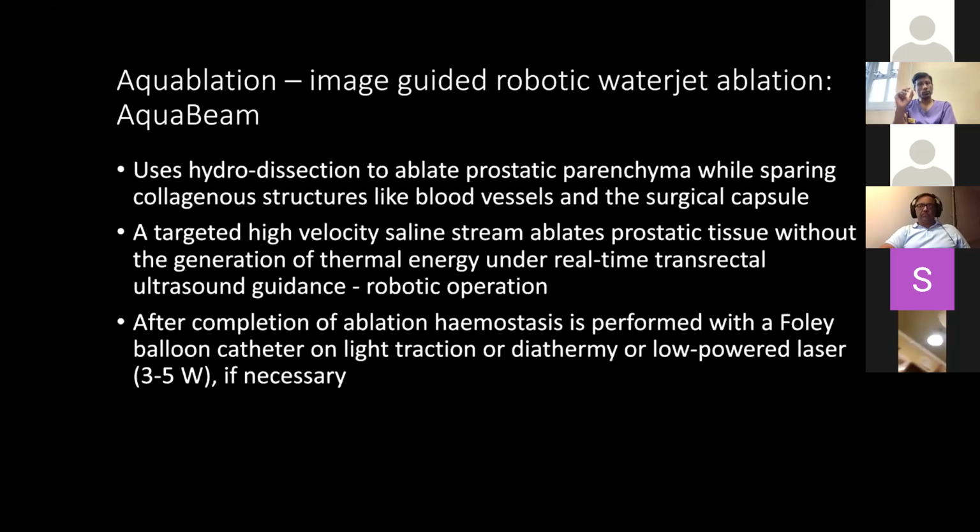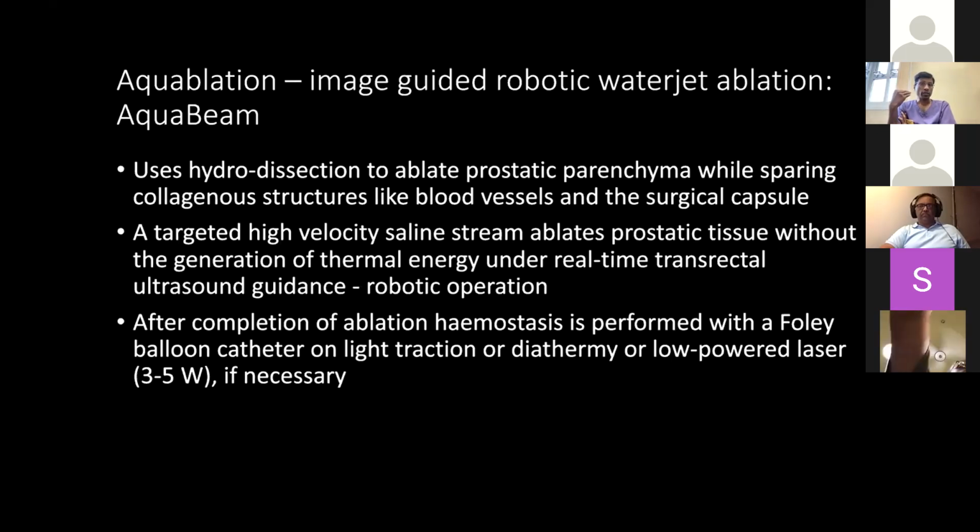Aquablation. This works by the principle of image-guided robotic water jet ablation. So the patient will be under anesthesia. There will be a transrectal linear ultrasound probe with which you can map the prostate length, breadth, width. And once you switch on the machine, the robot will inject the water jet from the veru to the bladder neck. Sometimes you need to run 2 times or 3 times to get an appropriate ablation. You can see the ablation real time by using the ultrasound machine.